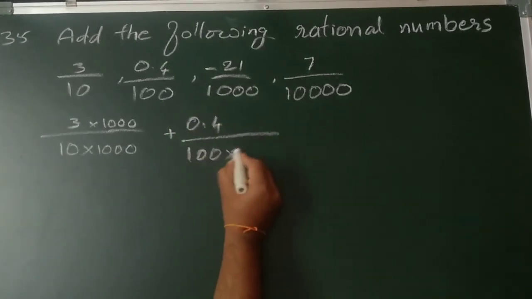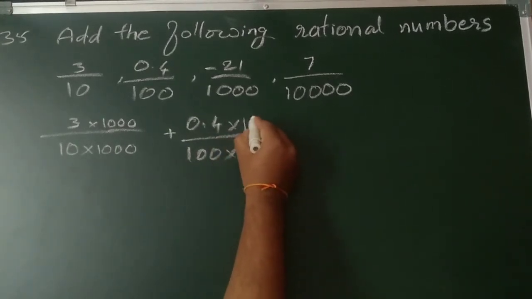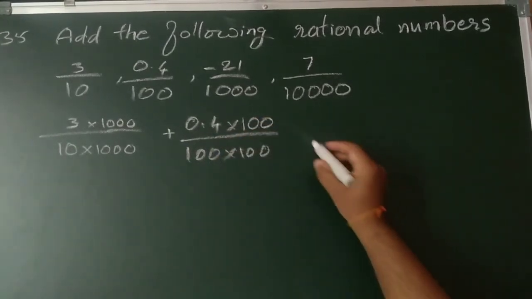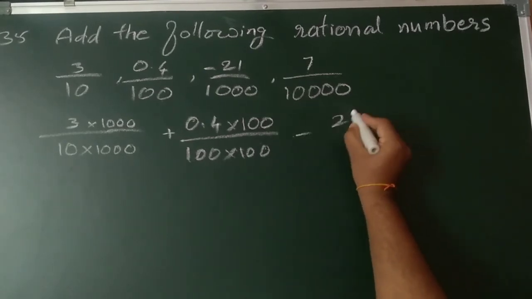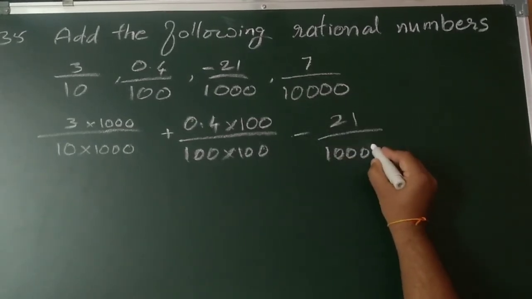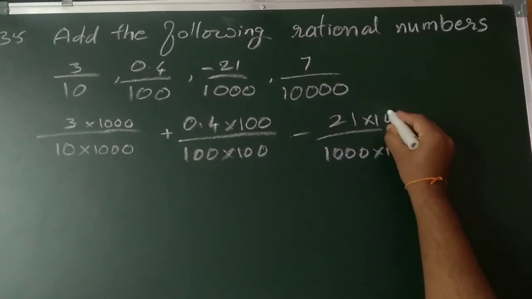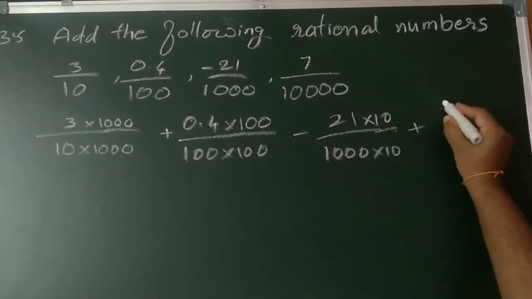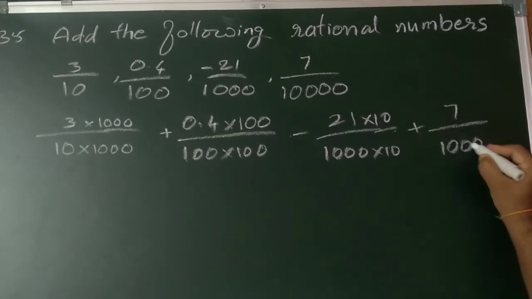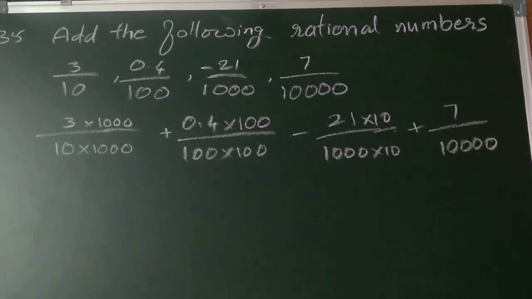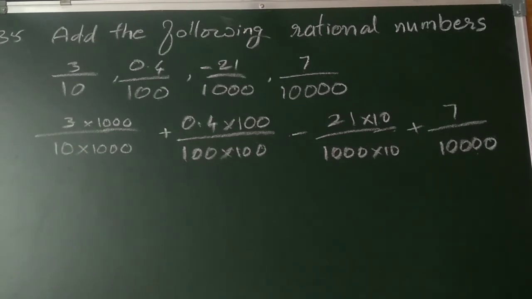100 is there downside. So if I multiply by another 100, then it will become 10,000. Here minus 21 by 1000, multiplied by 10 upside and downside also, plus 7 by 10,000. Here there is no need to multiply and divide. What I have done here is, with whatever number I am multiplying, with the same number I am dividing, so I will get the same number. Now let's go for the simplification.